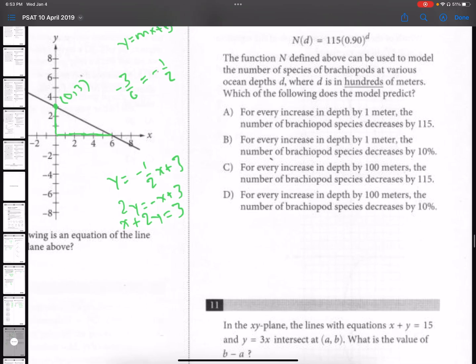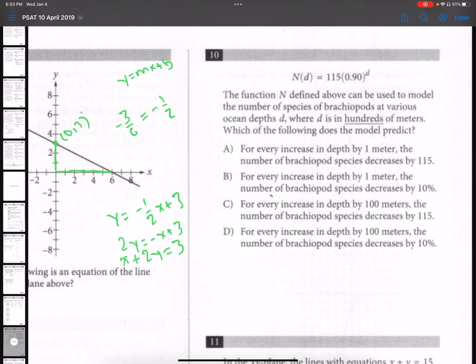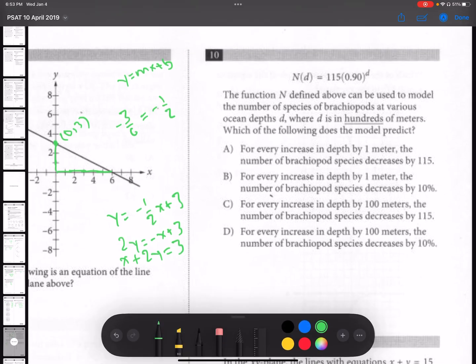Okay, number 10. Function n defined above can be used to model the number of species of brachiopods at various ocean depths, where d is in hundreds of meters. Which of the following does the model predict? A, for every increase in depth by 1 meter, the number of brachiopod species increases by 115. So it never says by 1 meter. We don't know our d value, so I'm not going to consider A as an answer choice.